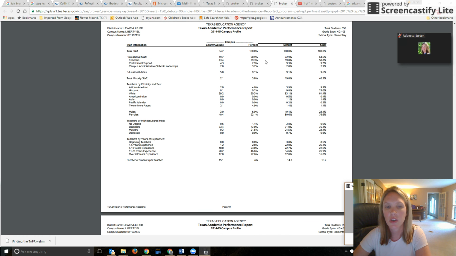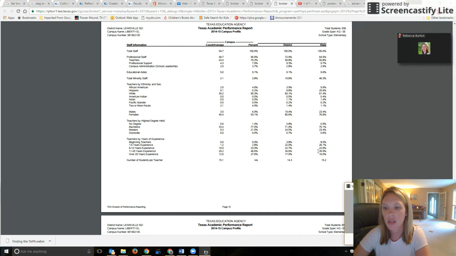And then I'll also talk to you about the teaching staff. So what percentages of the teaching staff are teachers or campus administration or professional support, what the ethnic makeup and what the gender makeup looks like. So again, you look at the state of Texas, 76% female to 23% male. And the highest level of degrees that people hold within those fields, and then years of experience.